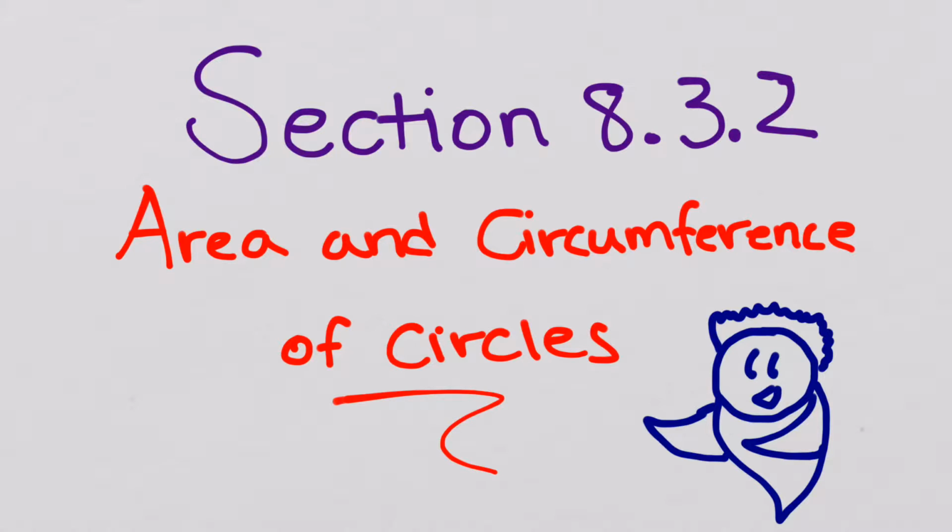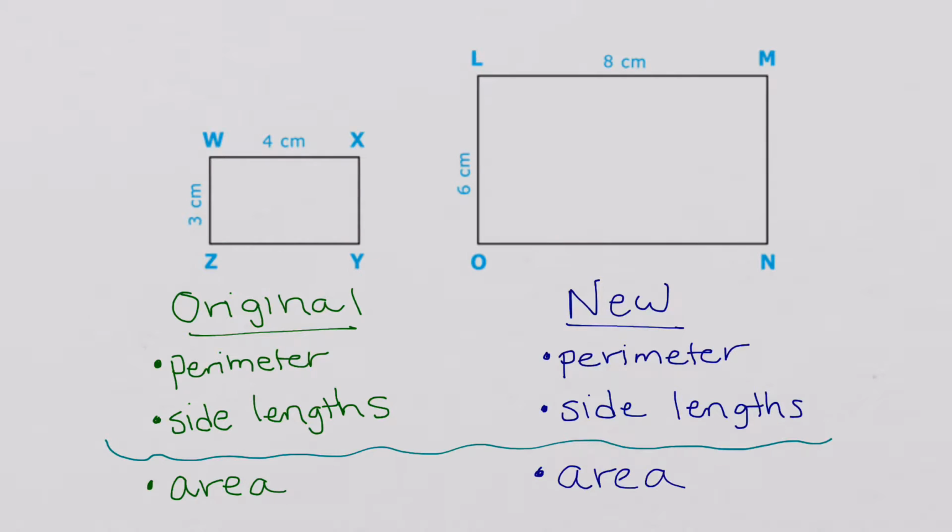So to begin this video, let's review some things we already know. If we have two similar shapes, like these two rectangles right here, we have an original shape, this one here, and we have a new shape, this one over here. So our original and our new shape are similar, okay? If we know the perimeter of the original shape, we can find the new perimeter by multiplying it with the scale factor.